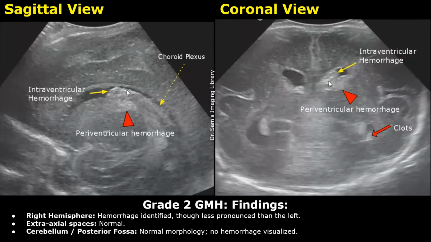Right hemisphere. Hemorrhage identified, though less pronounced than the left. Extraaxial spaces. Normal. Cerebellum or posterior fossa. Normal morphology. No hemorrhage visualized.